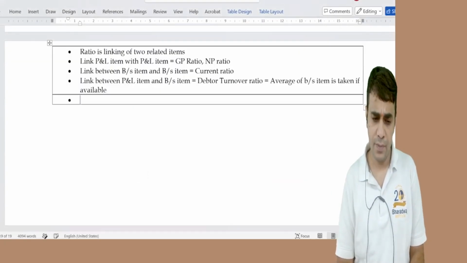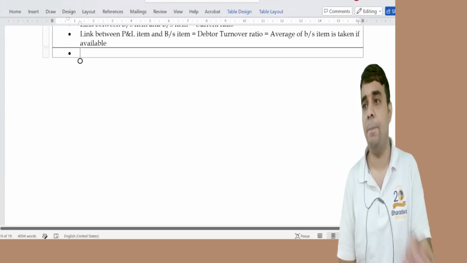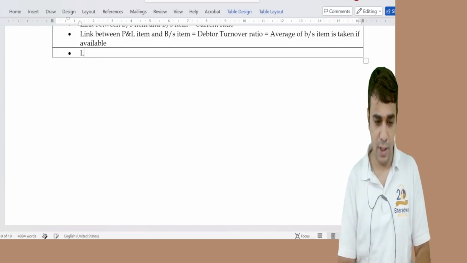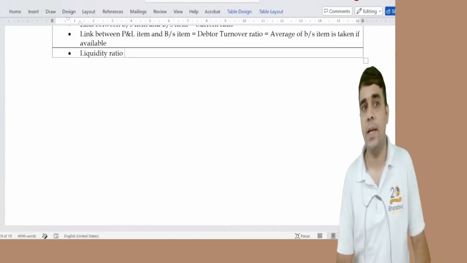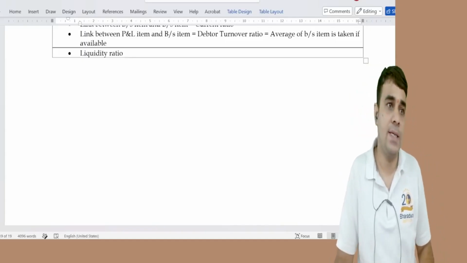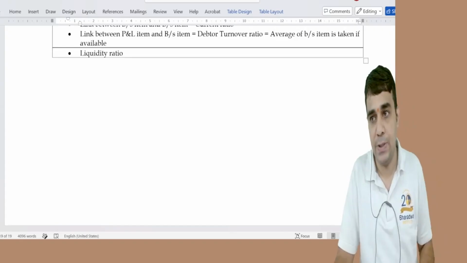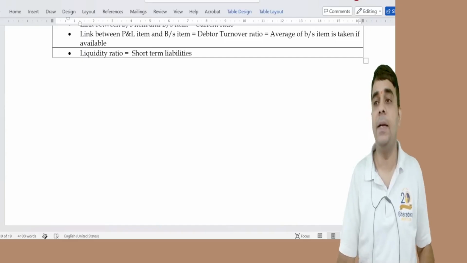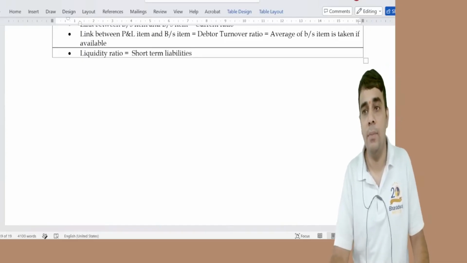Now the ratios are classified into multiple categories. I'm just noting down, but there can be more categories also. First one is called liquidity ratio. What are liquidity ratios? Ability to repay the short term liabilities.